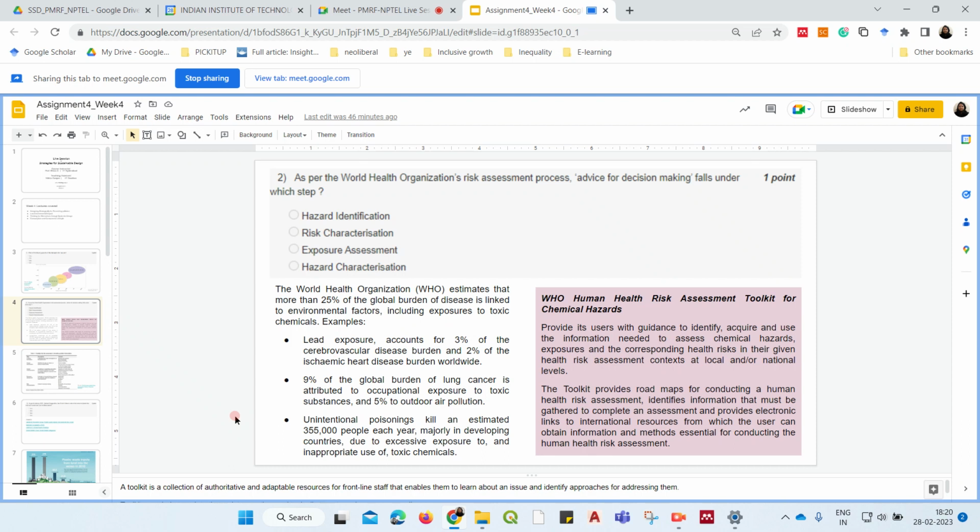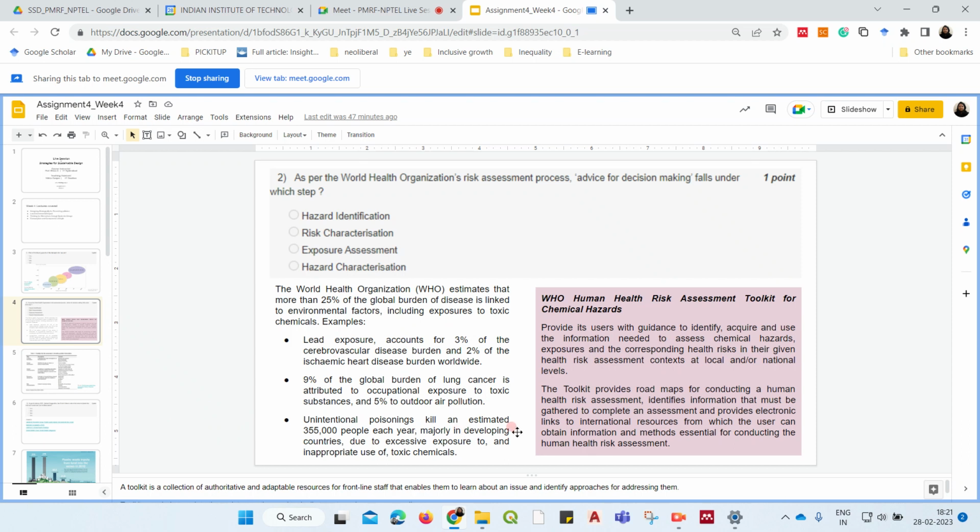And then even unintentional poisoning is estimated to kill a lot of people each year, and it is majorly happening in developing countries, of which India is a part, and it happens largely due to excessive exposure to toxic chemicals, or if the toxic chemicals are inappropriately used. So the people who are handling the chemicals, or who are in the exposure area of the chemicals, can be unintentionally exposed and poisoned in that way.